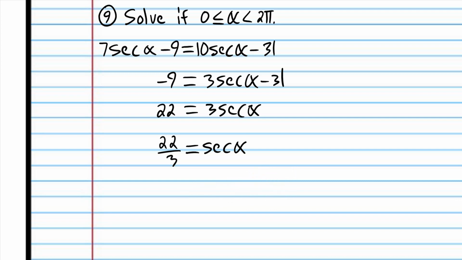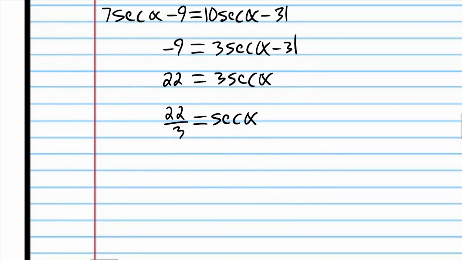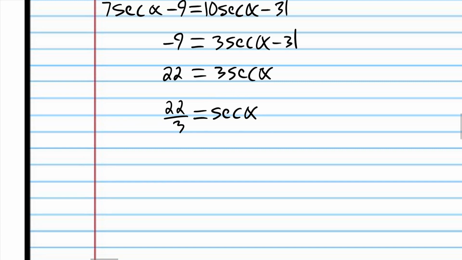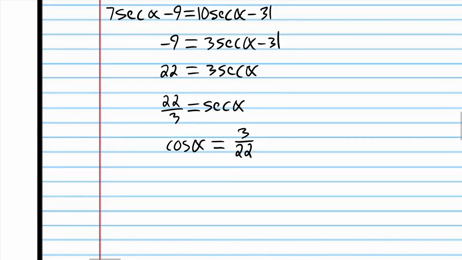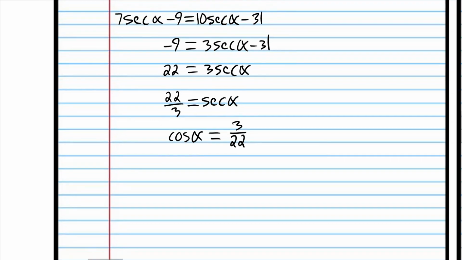So we have to convert this equation to something involving the cosine alpha function instead of the secant alpha function. Now we could show all the algebra, but that gets really tedious, and you don't have to do that. You can just flip the ratio. If secant alpha is equal to 22 over 3, then cosine alpha must be equal to the reciprocal, 3 over 22. You don't really need to show the algebra for that.